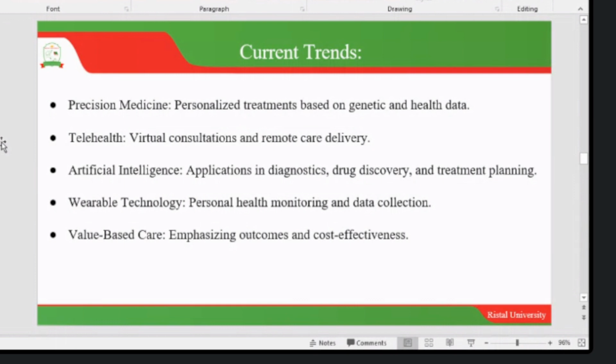Then we also have value-based care, which emphasizes outcomes and cost effectiveness. That is, we do not have to put in place just any kind of solution in healthcare, but we have to look at the cost effectiveness balance. Is the cost of this solution that is being put in place less than the effect, or the effect is greater than the cost, which would be the desirable case? But if the cost is so high, and the outcome or the impact of this solution is very little or less than the cost, then it is not a desirable solution.